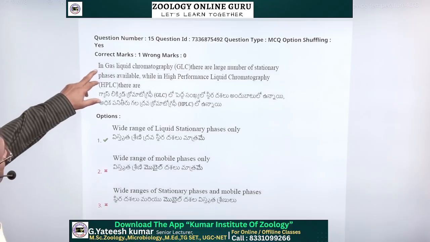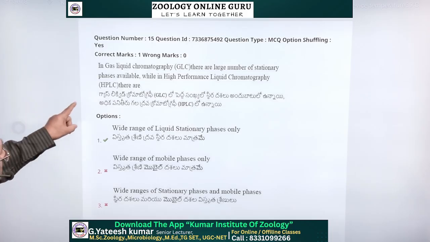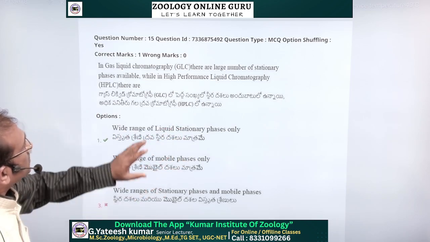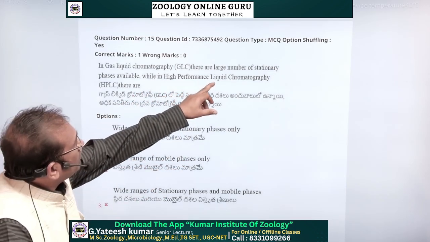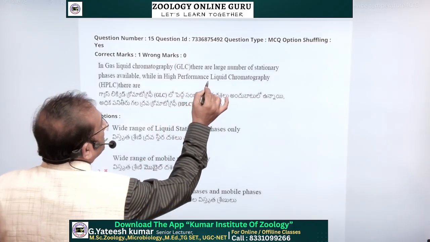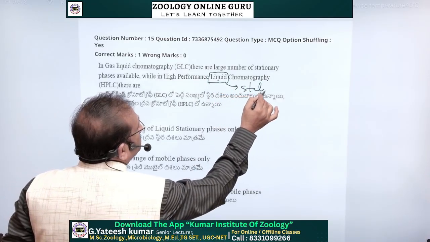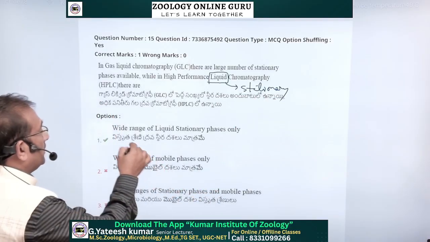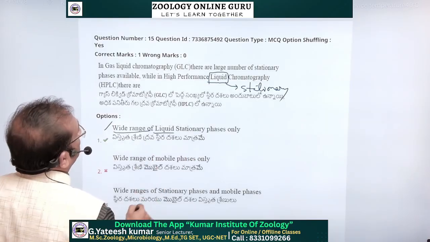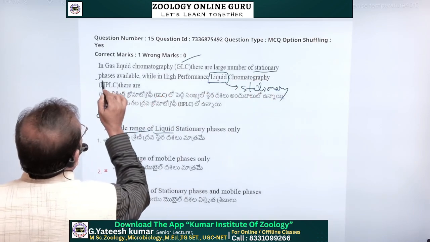So in the GLC, gas liquid chromatography, there are more stationary phases. But coming to the HPLC, what is happening here? A wide range of liquid stationary phases appear. So in HPLC, high performance liquid chromatography, liquid is there, and in liquid chromatography the liquid is the stationary phase. So in the HPLC we have a wide range of liquid stationary phases, whereas the GLC has a large number of stationary phases available.